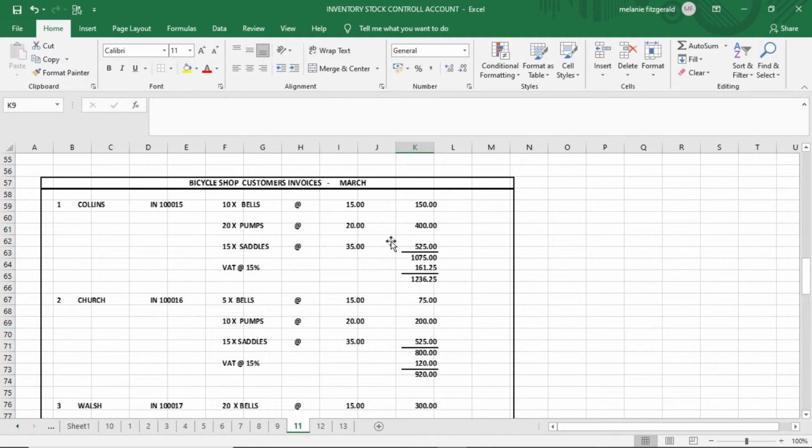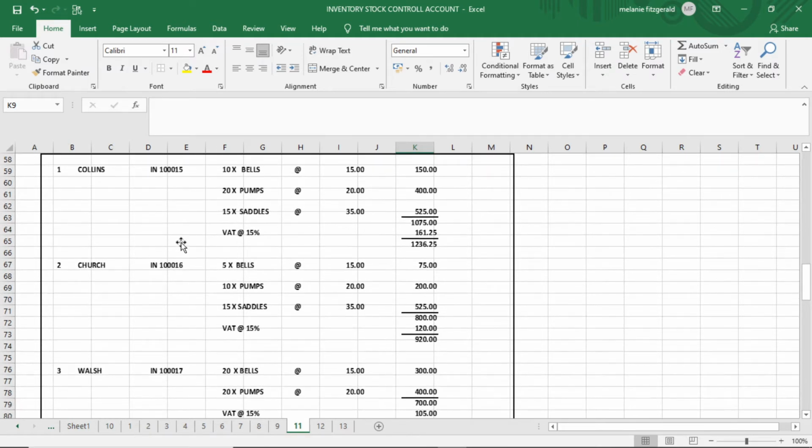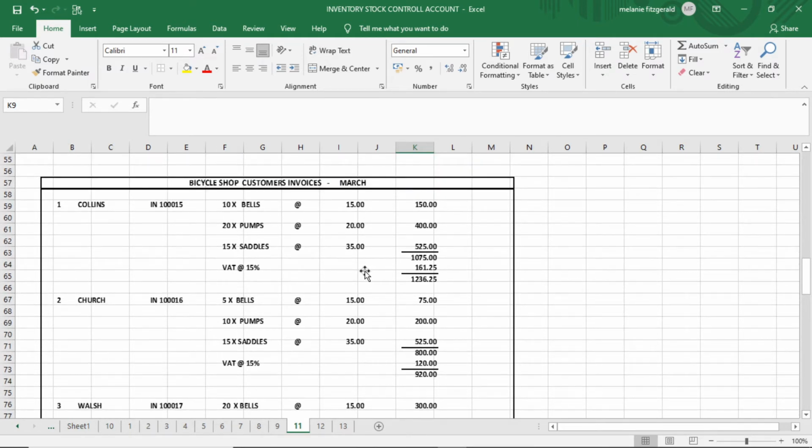These customers came and bought from us, Mr. Collins, Mr. Church, and Mr. Welsh, and we issued them an invoice for the stuff they bought. So Mr. Collins bought 10 bells at $15 each. It's $150. He bought 20 pumps at $20 each. It's $400. He bought 15 saddles at $35 each. It's $525.